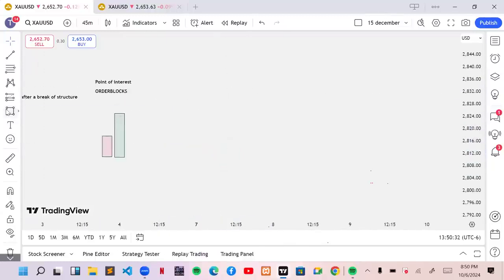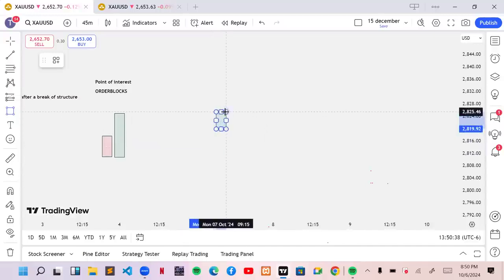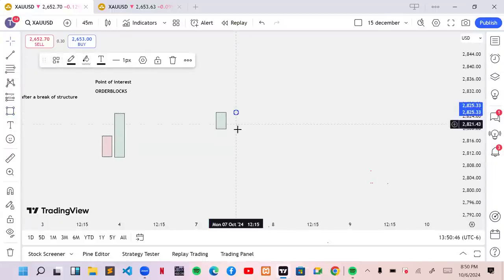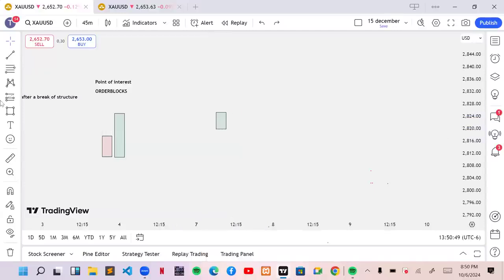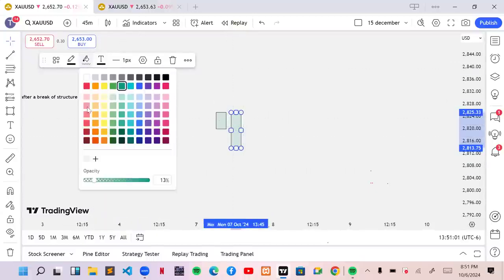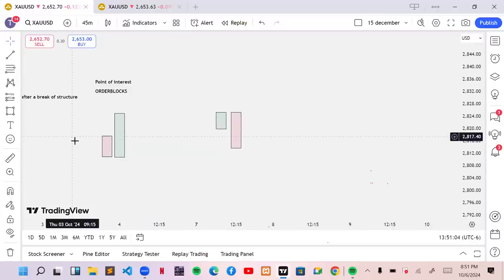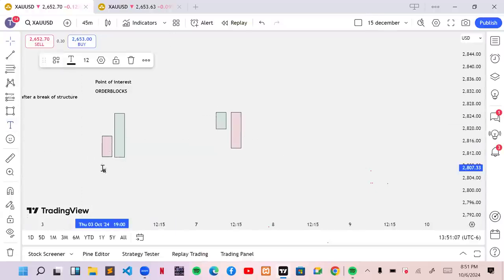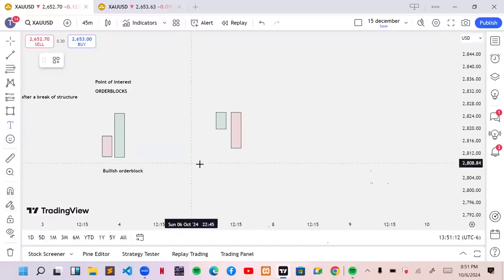And then a bearish order block is you will see a bullish candle, then you will see a bearish one engulf it. So this is the bullish candle, for example, and then you see another bearish candle engulf it. So that is what a bearish order block looks like. So a bullish order block, a bearish order block, would look something like this. This is a bullish order block right here, and this is a bearish order block right here.